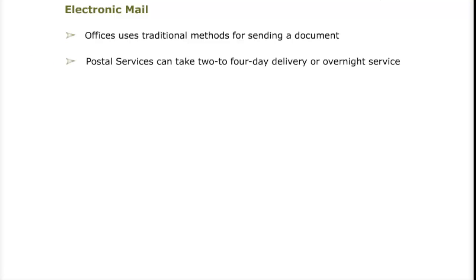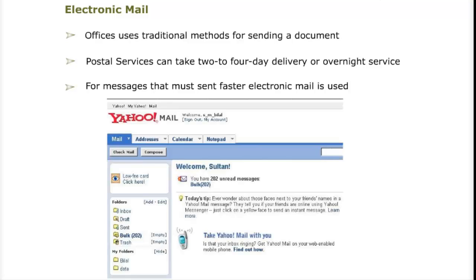Electronic mail. Offices use a number of traditional methods for sending a document depending on the time constraints and the cost of the method. Postal services can be relied on for 2 to 4 day delivery or overnight service within the country. Many private carriers provide overnight or second day service. For messages that must be sent faster than those methods can manage, electronic mail is used.